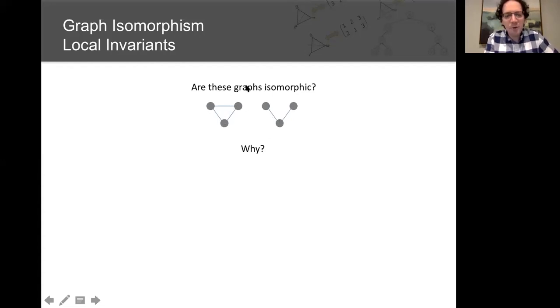And so no matter how you relabel things, there's always going to be a node over here with only 1 edge next to it. And over here, they're always going to have 2 edges. And this is what's called a local invariant, where I can look at just a small subgraph, in this case, a single node and the edges around it. And I can use those local invariants to try to distinguish graphs.